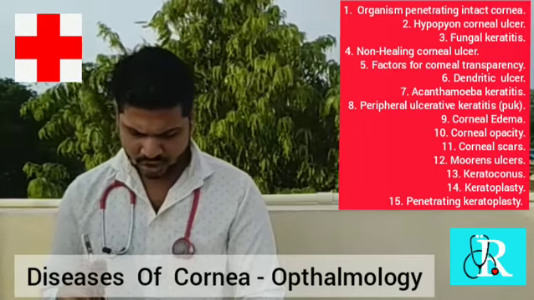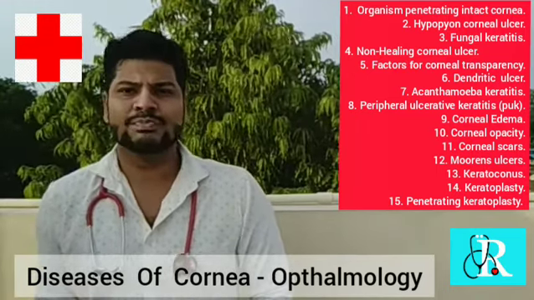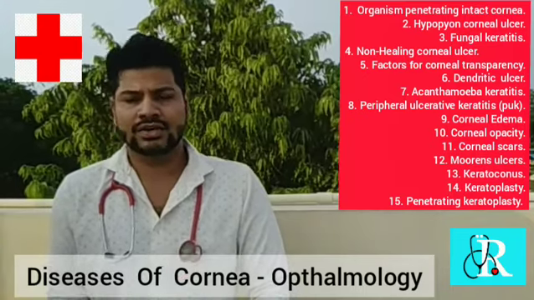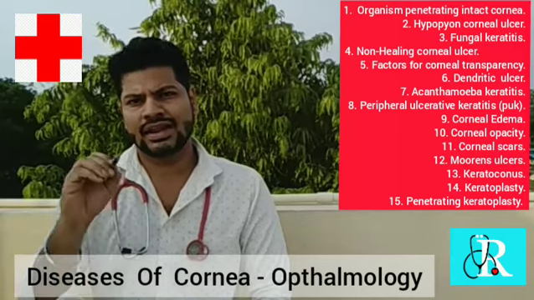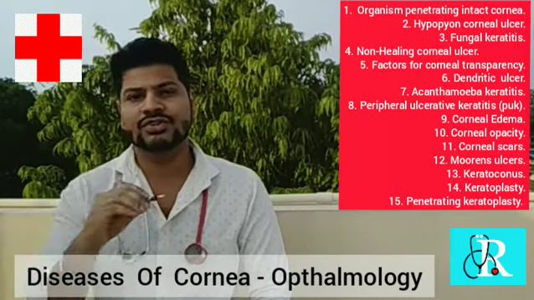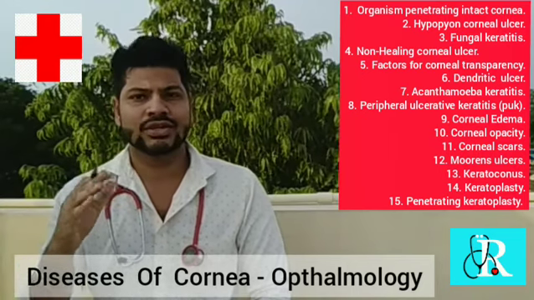So next comes peripheral ulcerative keratitis, abbreviated as PUK. Peripheral ulcerative keratitis refers to keratitis of the cornea, the inflammation of the cornea only on the periphery. Okay, it may include the sclera, that is scleritis.